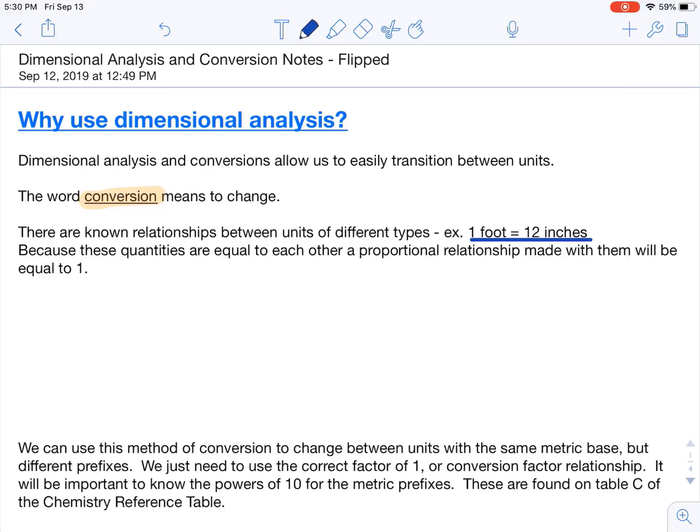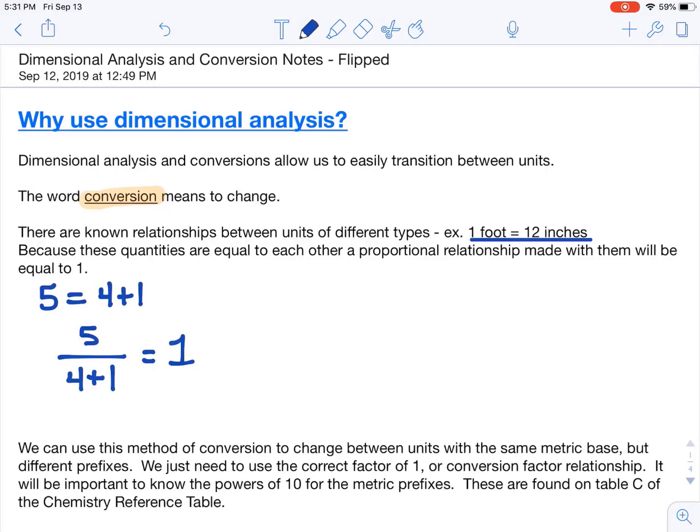So the way that I like to think about this is, we know 5 is equal to 4 plus 1. That's an equality relationship, just like 1 foot is equal to 12 inches. If I take this equality and I make it into a proportion, in other words, I turn it into a fraction, and I say, if I had 5 and I related it to 4 plus 1 in this proportional relationship, or this fraction, if I solved this, my answer would be equal to 1. Because the two quantities are equivalent, it's the same thing as saying 1.